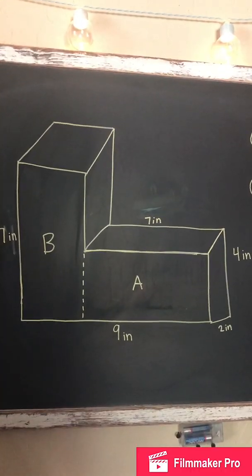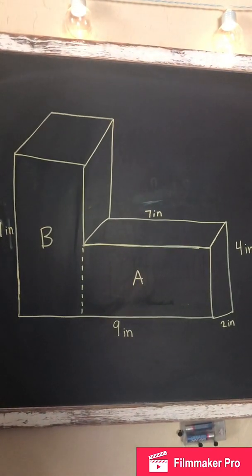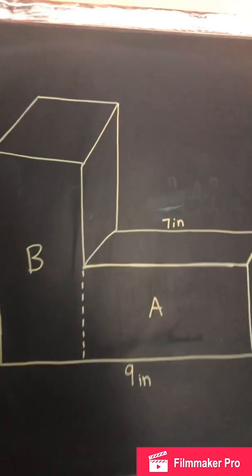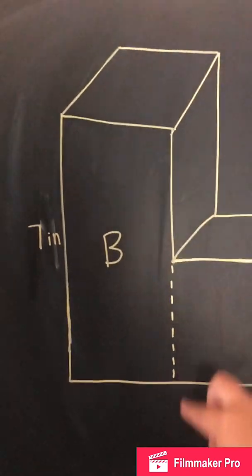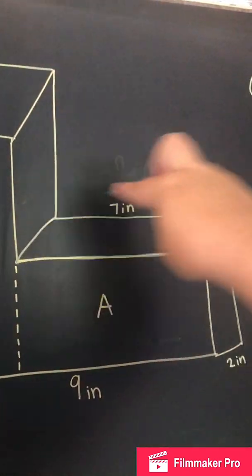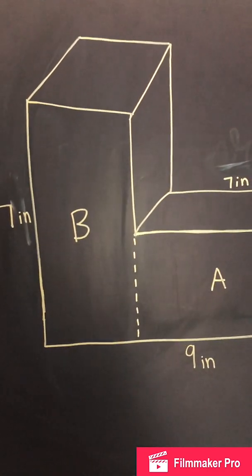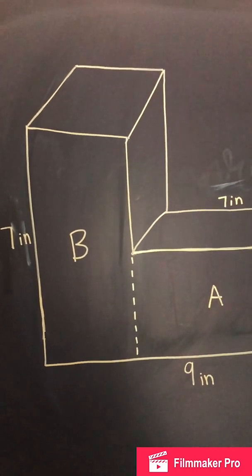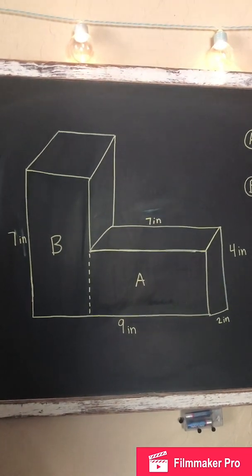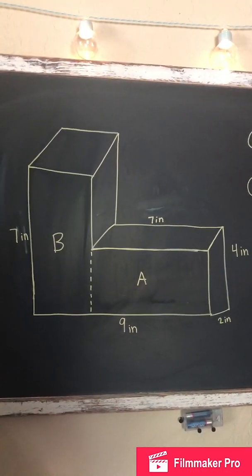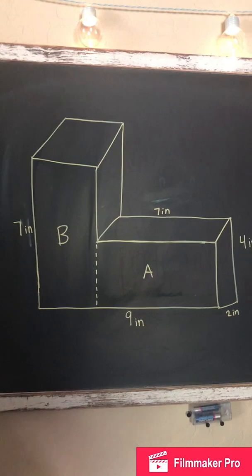To do that, we have to know that the total length minus A's length is going to give us B, because we have this big total, 9 inches for length, and then we've already cut off 7 of those. We know that this whole section over here is 7 inches long, so now we just need to know how much out of our 9 is left for rectangular prism B. Since our total is 9 inches, and rectangular prism A's length is 7 inches, we can do 9 inches minus 7 inches to get 2 inches. 2 inches is rectangular prism B's length.